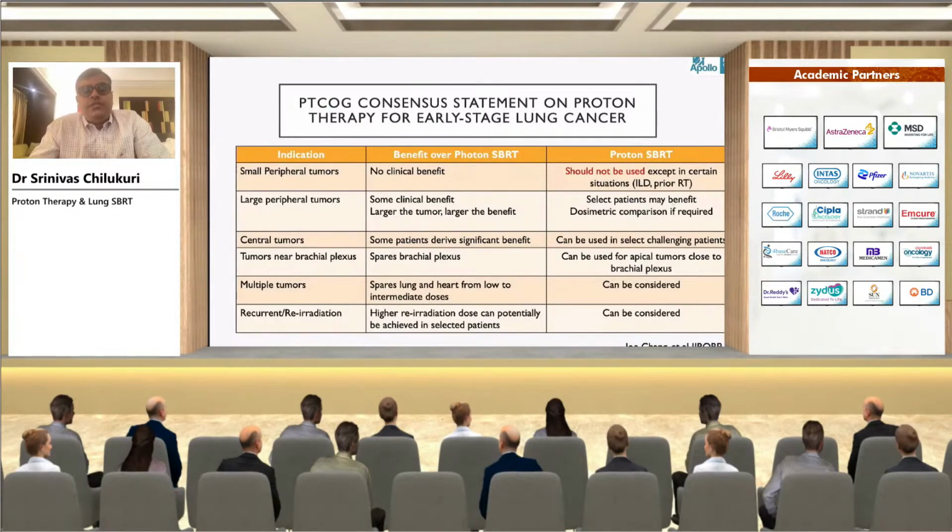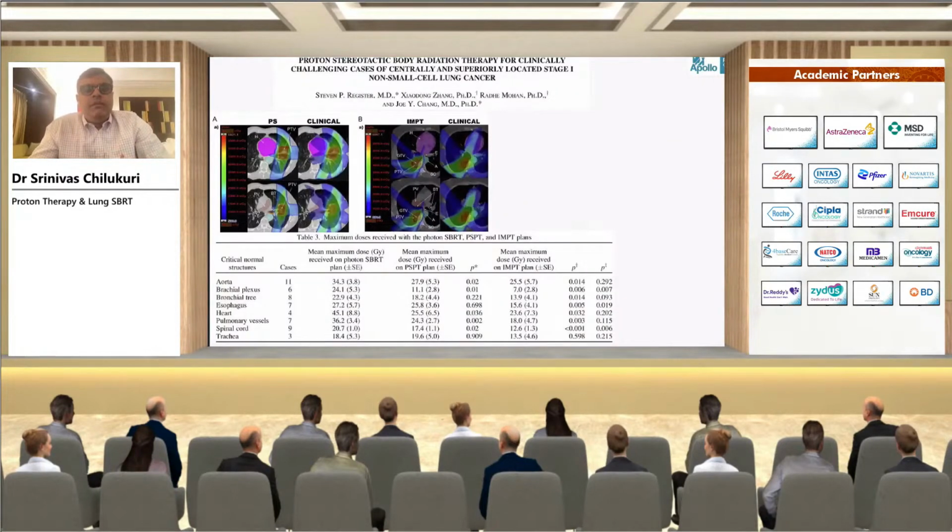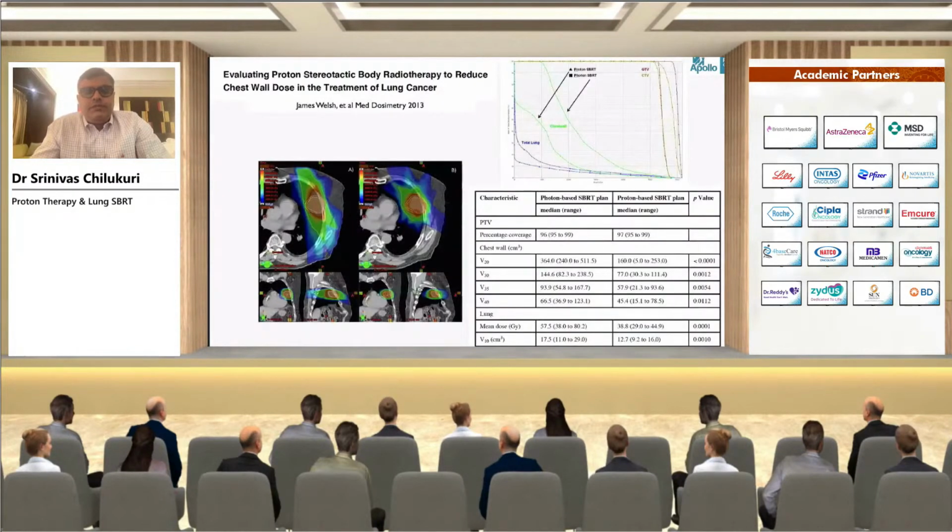But in patients who have central, ultracentral tumors, where it is challenging to limit the doses to the constraints, tumors near the brachial plexus, when we have multiple tumors, recurrent re-radiation setting, these are the patients where one could benefit. There are now multiple dosimetric studies which have shown that there could be sparing of aorta, brachial plexus, bronchial tree, esophagus, pulmonary vessels, and the heart could be spared better with proton beam therapy. Of course, this is from the era of passive scattering proton therapy, not the full potential of proton beam therapy. Also, for chest wall, there have been 2-3 studies at least showing significant dosimetric benefit as far as chest wall is concerned.